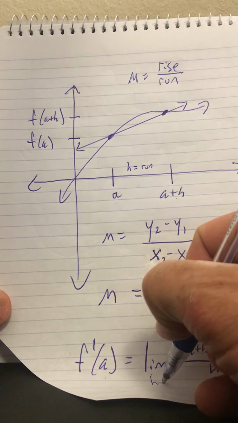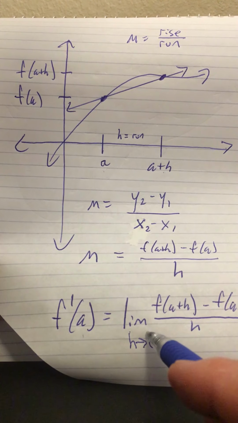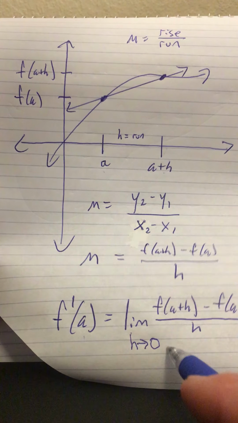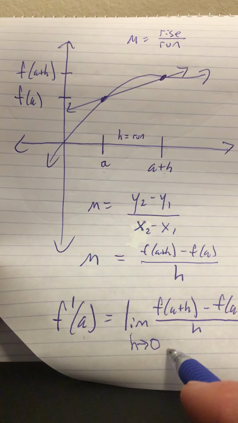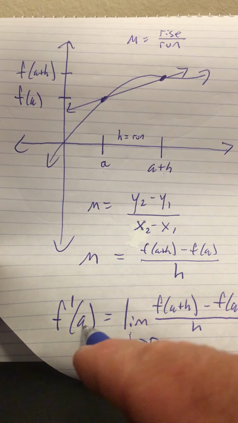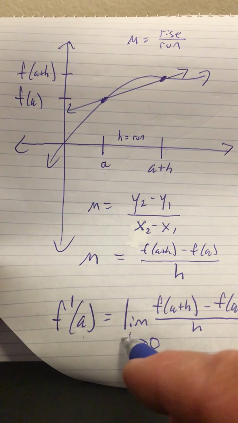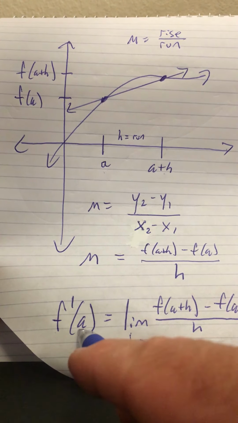And when we take the limit of this expression as h goes to 0, we are computing the derivative of the function when x is a. The slope of the function at the point A. At this point A, we're computing the steepness.